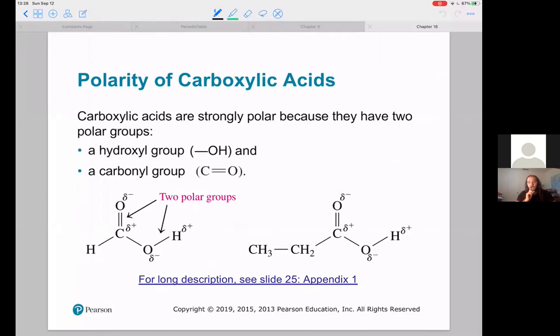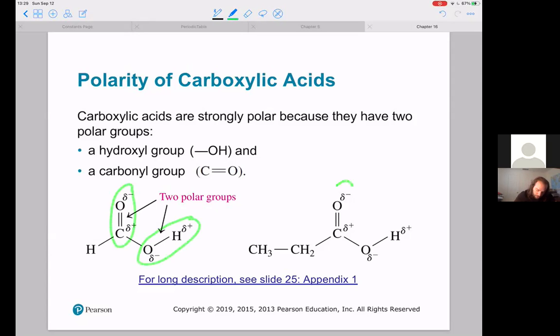All right, in terms of properties, carboxylic acids are, to date, our strongest interacting functional groups because they have two sets of polar bonds. You have this carbonyl group, which is polar. We learned about that when we talked about aldehydes and ketones. We have that hydroxy group, which is polar. We talked about that when we talked about alcohols. Both of those are found on our carboxylic acid groups.